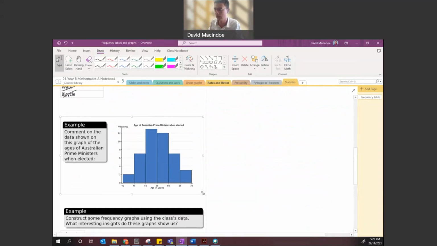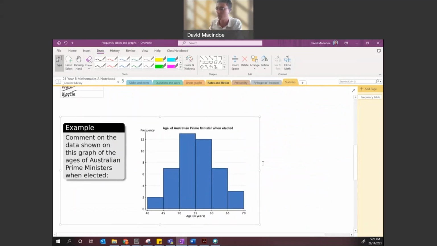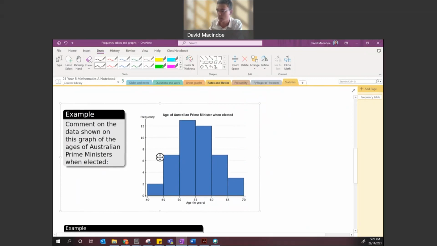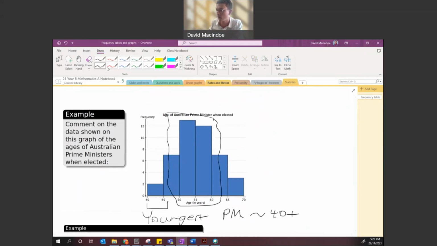So for me, looking at this, a couple of things that we can notice. One thing I'd notice, the youngest anyone's ever been is somewhere in here. So, youngest PM, youngest Prime Minister had to be somewhere around 40 plus. And another thing I'd probably notice is that we've got almost all of them fitting in this part. So most PMs, we might say, most Prime Ministers, when they're elected, are aged about 50 to 60. So we can tell that from our frequency graph.